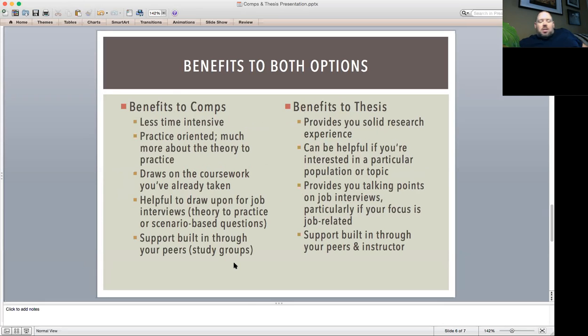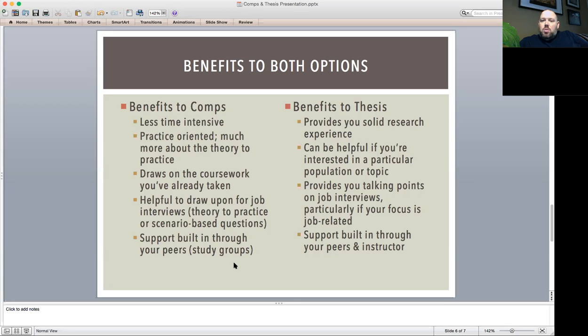So again, just to cover benefits to both options, right? The benefits to comps, in my mind, is that it is less time intensive overall. Yes, you have to study for it, but ultimately you take it in one day, and you find out what your score is, typically within 6 weeks of taking it. So we have about 6 weeks turnaround time for the faculty to be able to score all exams and return scores and let you know. We try to be quicker than that if possible, but that doesn't always happen depending upon faculty schedules.